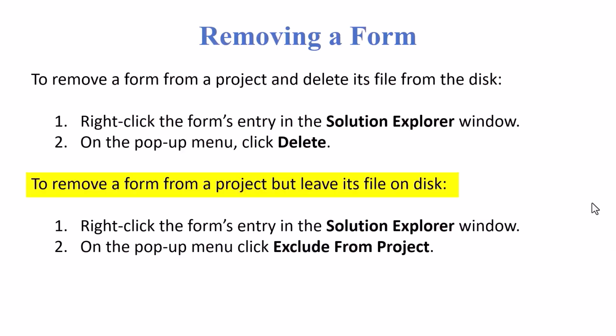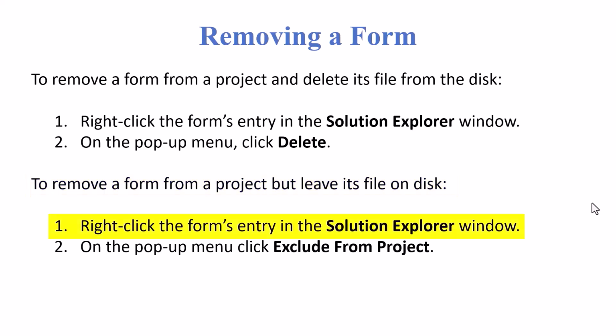It's gone. To remove a form from a project but leave its file on disk, you can right-click on the form's entry in the Solution Explorer window, and on the pop-up menu, click Exclude from Project. What this does is it gets rid of the form from your project, but allows it to stay. You might have created a form that's very useful for some other purpose, and you don't need it in this particular application anymore, but you want to put it in a different application. So you can exclude it from the project. You can open up a different project later and bring it in, actually add it to your new current project.